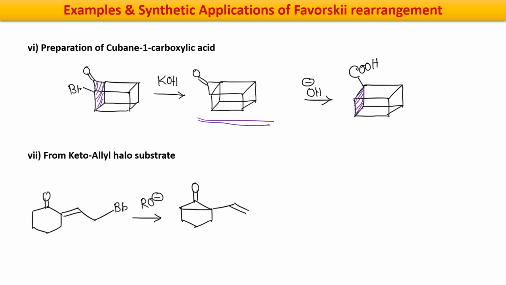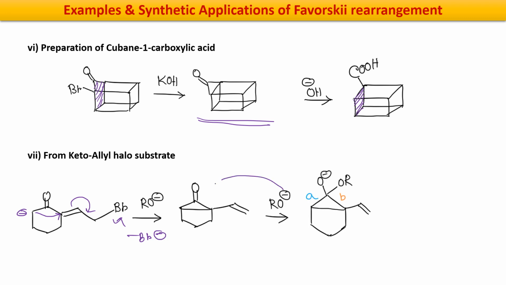The 7th example, from a keto allyl halo substrate. So this is keto, then there is an allyl group, then bromine is also there. So in presence of RO minus, you know how there will be negative charge. Now this negative charge, there is no halogen, but this CC double bond can be shifted here, and finally bromine is removed. So you will be getting this type of intermediate.